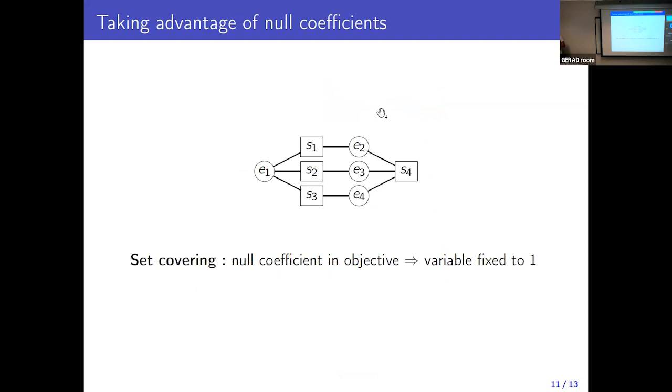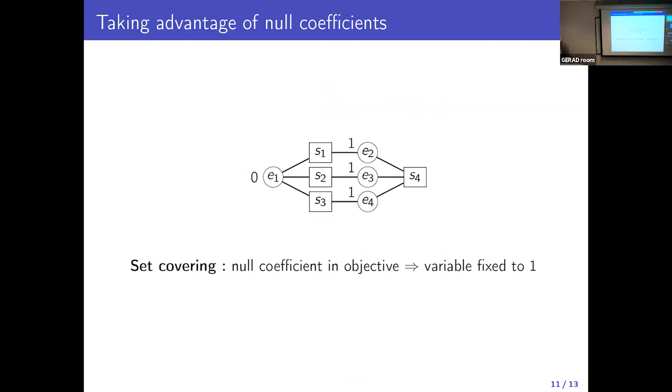It's because if you have a set covering problem with a random objective function and some of the coefficients in the objective function are equal to 0, then, well, let's look at what happens. Let's assume that there is a 0 in the objective function for E1. You want to cover all of the subsets, and adding E1 to the cover is not going to cost you anything in terms of objective function. So you can decide to add it to the cover.